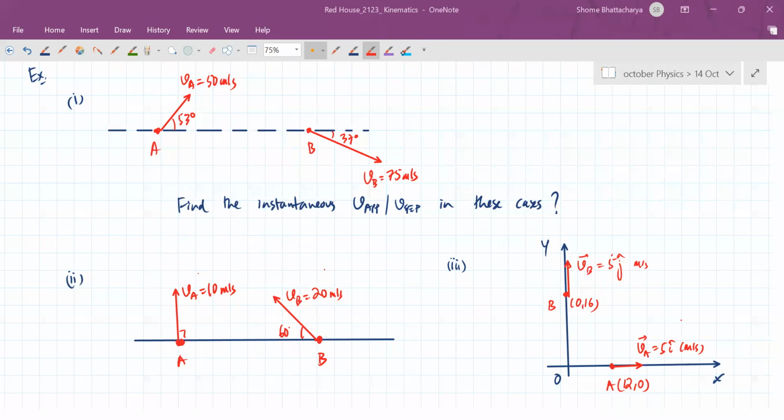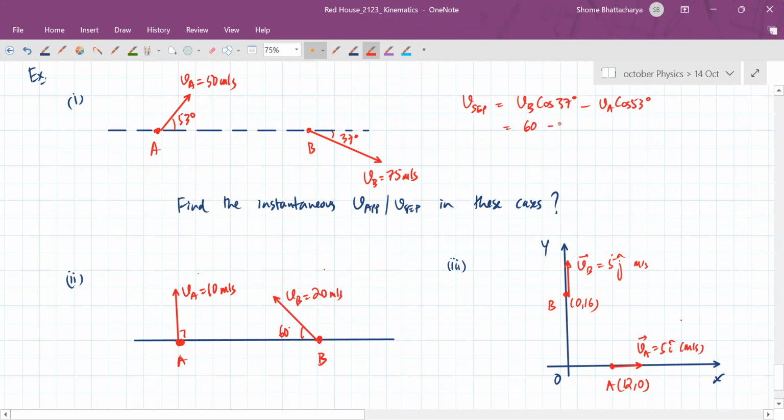Yes, sir. Okay, good. So in this case, you will see that they are actually having a separation velocity. The first case, they have a separation velocity of VB cos 37, which is the component going away from A, minus VA cos 53, which is A's component coming towards B. So this will come out to be 75 into 4 by 5, so that's 60. And this will come out to be 50 into 3 by 5, so that's 30. So they'll have a separation velocity of 30 meters per second. The first case, this diagram.